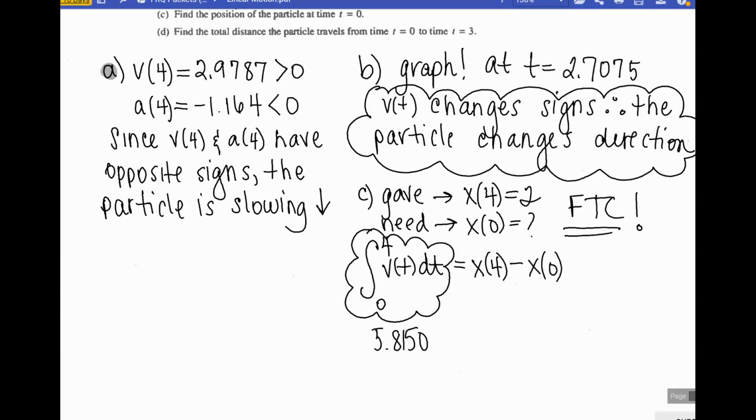So 5.8150 is equal to, this is a position that we know. We know the position at 4 was 2 minus we don't know the position at 0. All right, so to get x sub 0 on its own, I'm going to subtract 2 and then divide everything by negative 1, which means x sub 0 is going to be equal to negative 3.815. And that's our answer for part C.